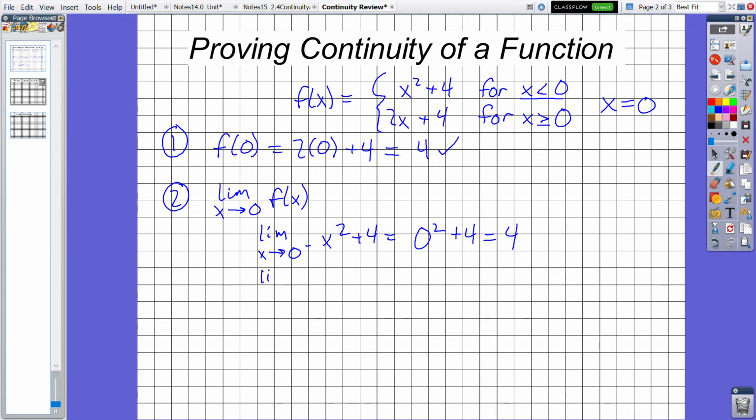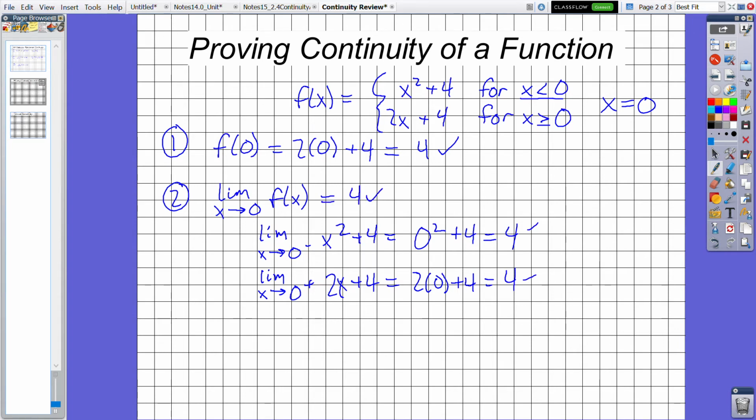Let's do the same thing for the right side: the limit as x approaches 0 from the right. Now it's a different function, 2x plus 4. Just like we saw in the first part of this, we get 2 times 0 plus 4, and we saw from the previous problem that we have 4 there. So we know that this is going to be 4.